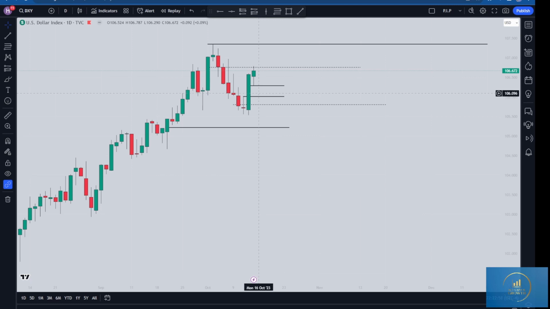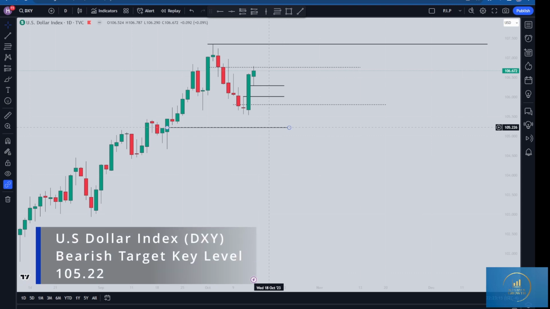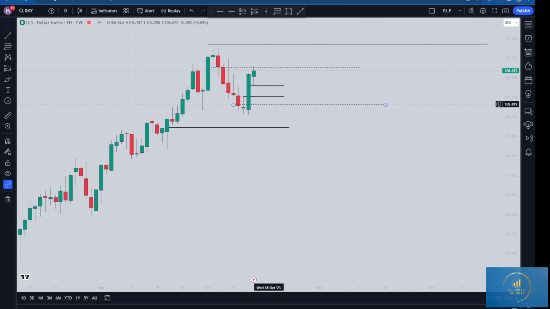If we don't respect this area or this area I annotated on the weekly chart, then my bearish key target level will be 105.22. That's 105.22 if price violates this area and definitely a close below this 105.80 level. Then I'll have a bearish key target level of 105.22. And that's our dollar index. Let's head over to the euro dollar.